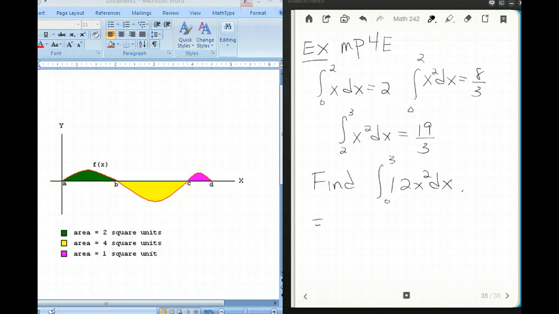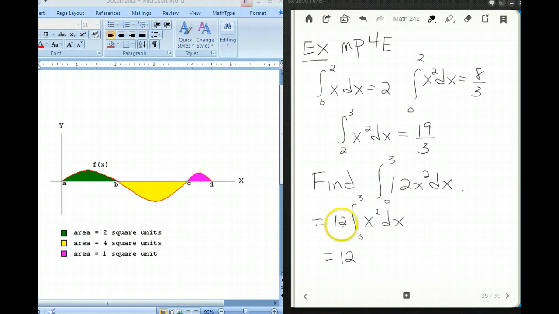Let's first start rewriting. Notice that the 12 out front is a constant. One of our properties says that if there's a constant in front of the integrand, that constant can come out. So I can write this as 12 integral 0 to 3 x squared dx. What else can I do? I don't know the value of the integral of x squared from 0 to 3. I only know x squared from 0 to 2 and x squared from 2 to 3. But one of our properties says that if I know 0 to 2 and 2 to 3, then I can say something about 0 to 3.